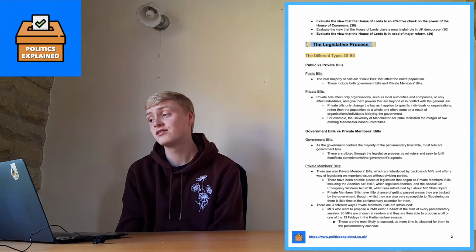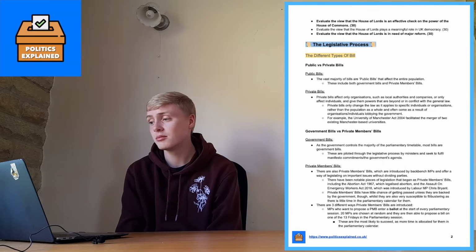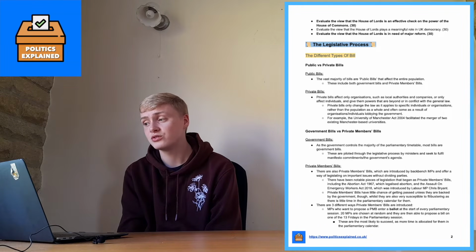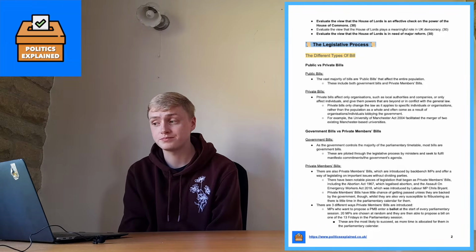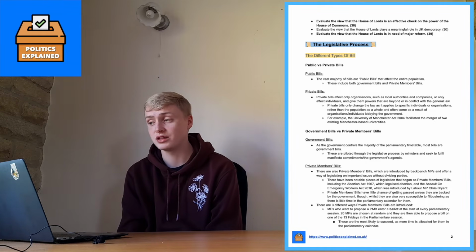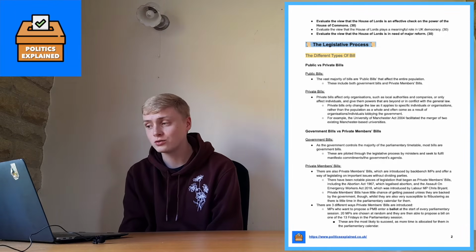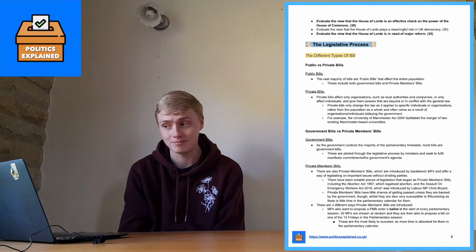There have been notable pieces of legislation that began as private members' bills, including the Abortion Act of 1967, which legalised abortion, and the Assault on Emergency Workers Act of 2018, which was introduced by Labour MP Chris Bryan. Private members' bills have little chance of getting passed unless they are backed by the government though, whilst they are very susceptible to filibustering as there's little time in the parliamentary calendar for them.